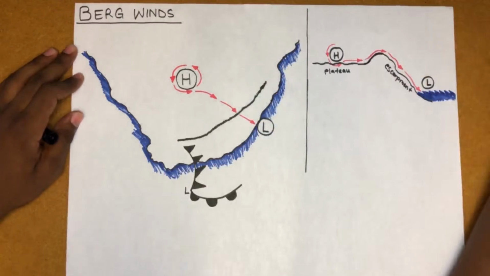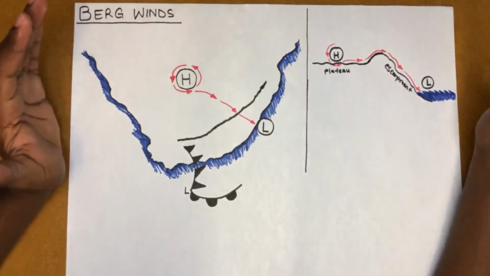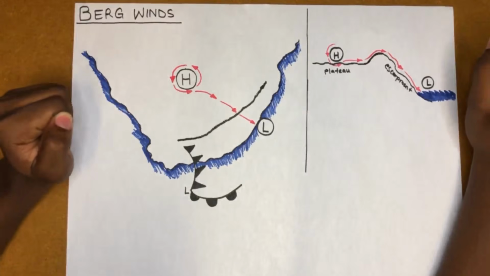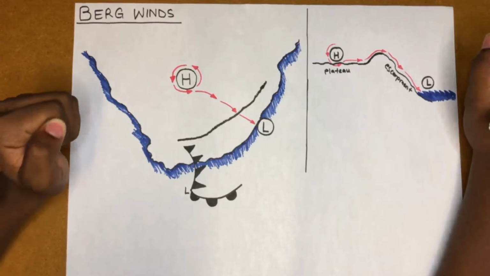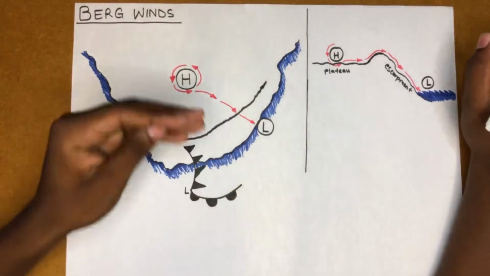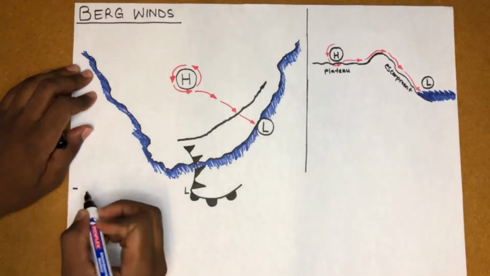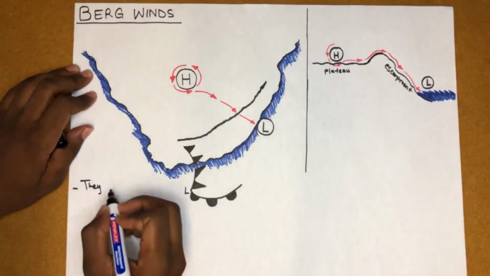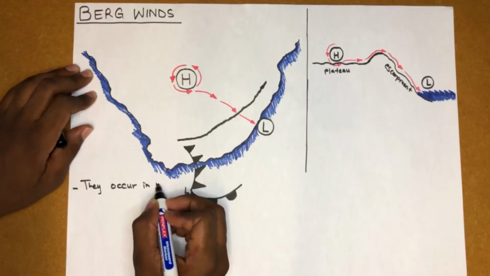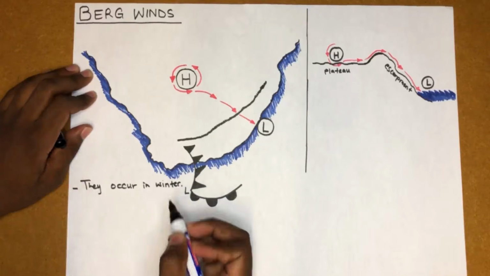The very first thing that you have to understand about Bergwinds is that they occur in winter. It's very important for you to understand that. Just note it down: the Bergwinds occur in the winter season.